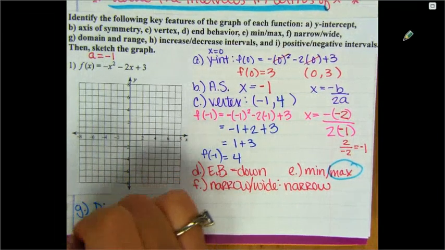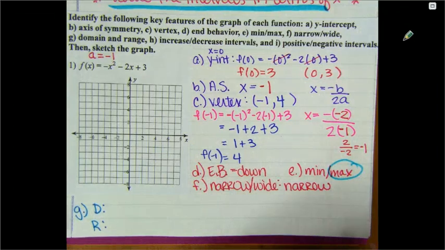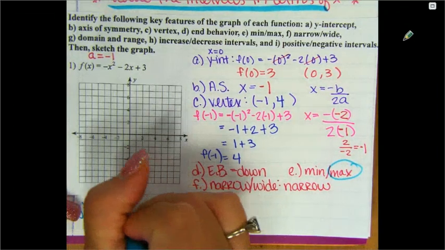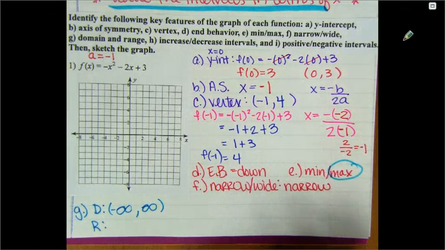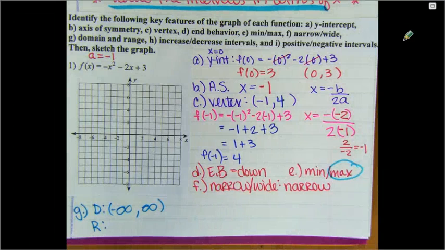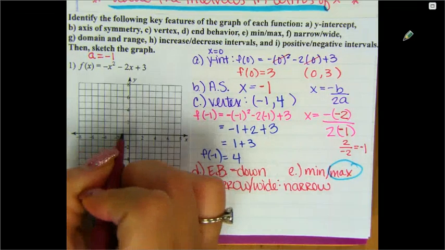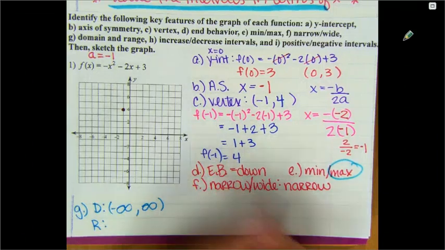Letter G, domain and range. Domain is easy. What is it? To positive infinity? Range will determine after we what? After we graph it. All right, in order to graph, what do we graph first? The vertex. Your vertex is located at negative 1 comma 4. So we're going to go negative 1, go up to 4. Go ahead and put your point.